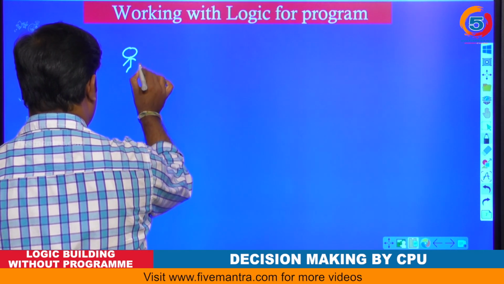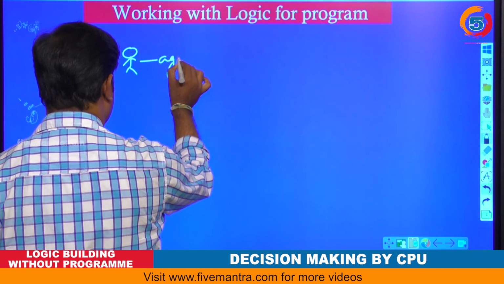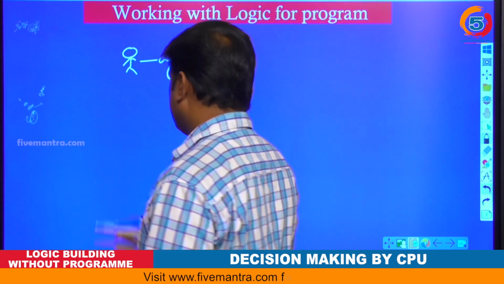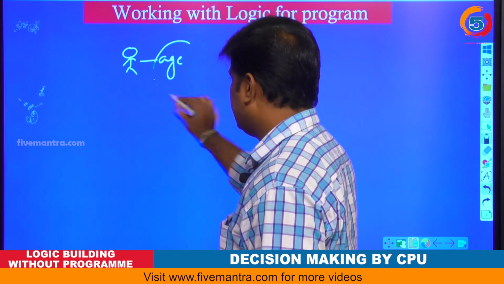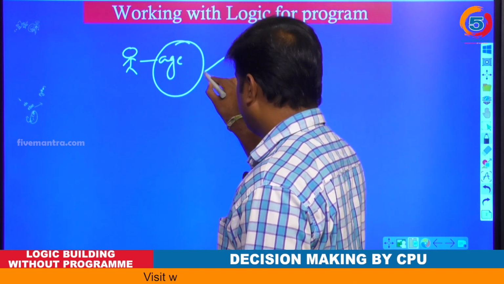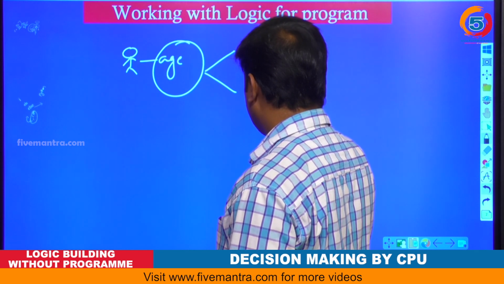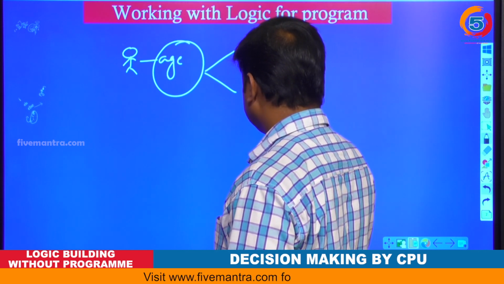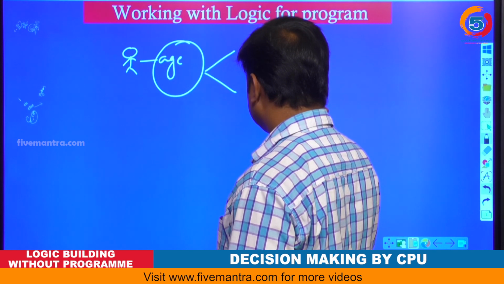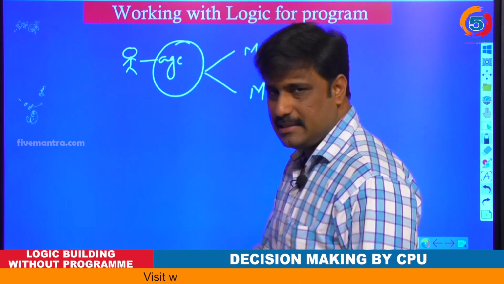User will enter age. Maybe based on that, based on these data, I have to find whether he is a major or minor. And this is my question.